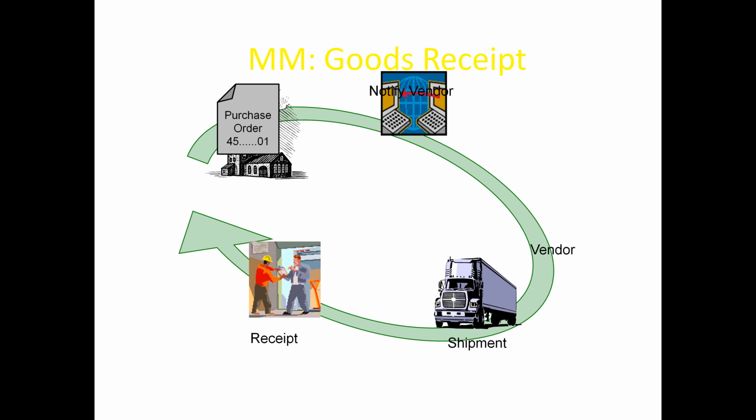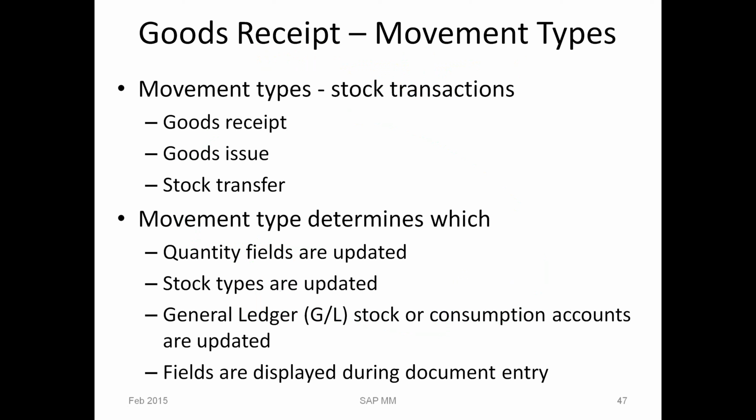Okay, then we start with the goods receipt. That is, once the purchase order is issued, you notify the vendor that we have sent the purchase order. The vendor will ship the material, and you will receive the goods. Okay, this is goods receipt. You have different kinds of movement types in goods receipt.